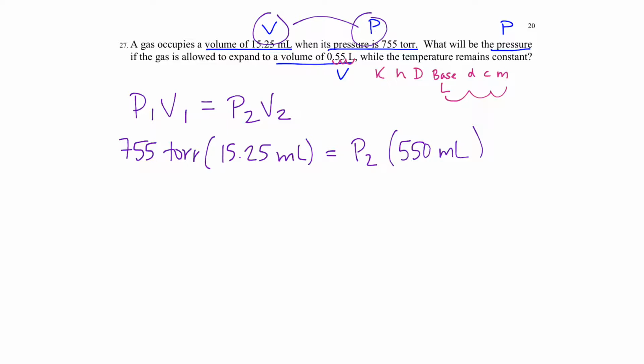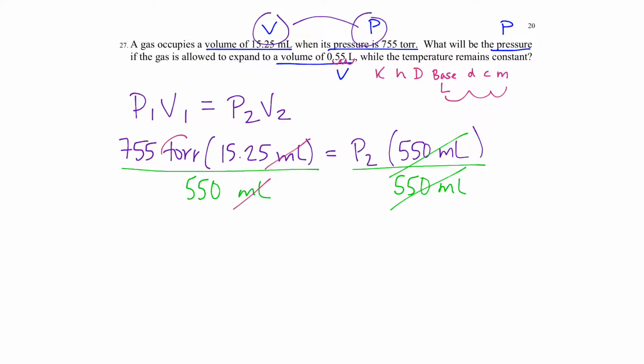Alright, so we're going to divide both sides by the coefficient of our variable, the 550 milliliters. If we do that, those will cancel. Notice what happens with the units. Milliliters cancel, we'll be left with torr. So if you do the math, 755 multiplied by 15.25 divided by 550, we'll see that our pressure at this new set of conditions comes out to about 20.9 torr.